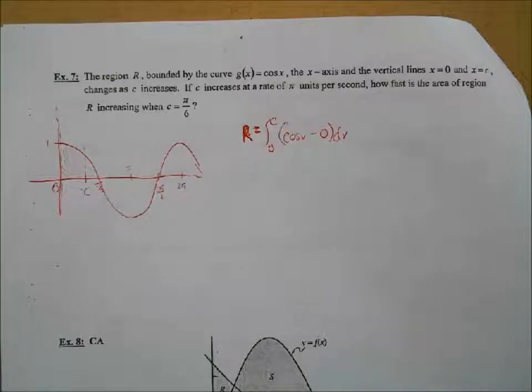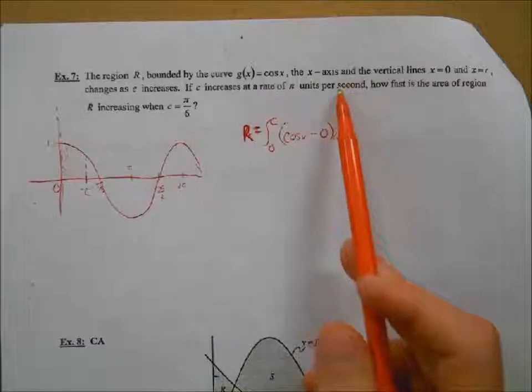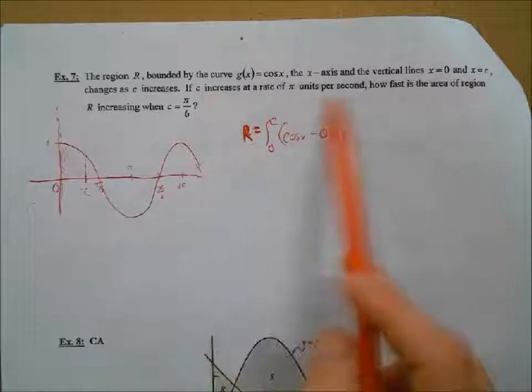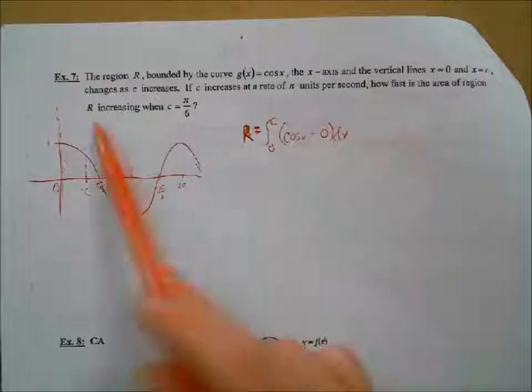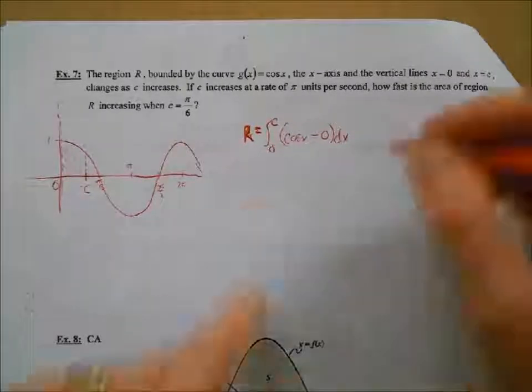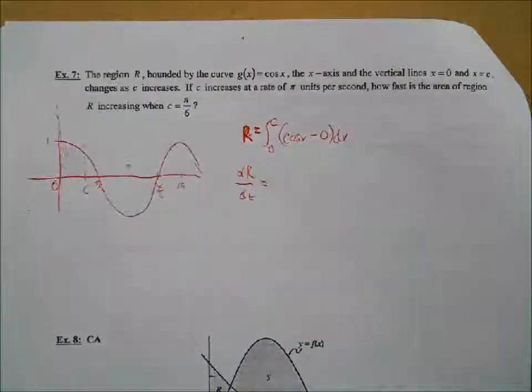But we're asked, how fast is the area of region R increasing? So we're not asked to find the area of region R. We're asked to find the rate of change of region R, which means we need to take the derivative. With respect to what? We have x's, we have y's, but c is increasing at a rate of pi units per second. So we're given the rate of change of c in units per second, and we want to know how fast the area of region R is increasing. So we want to take the derivative with respect to t, and that leaves us with dR/dt.